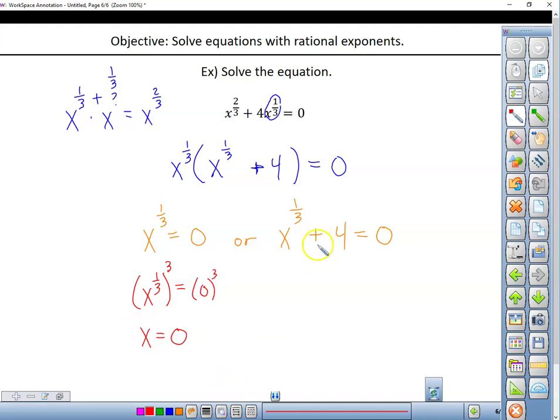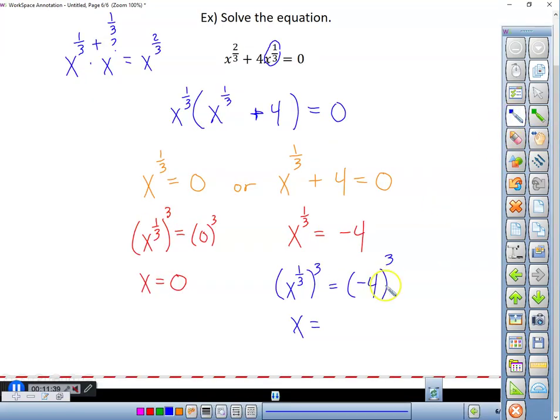Over here, I have to undo the addition first, which gives me x to the 1/3 equals -4. Now I'll undo the exponent, raising both sides to the reciprocal power, which again would be 3. And so I get x here, and -4 to the 3rd power is -64. So these are my two possible solutions. So now I need to check them.